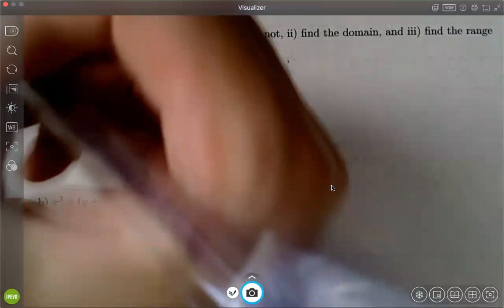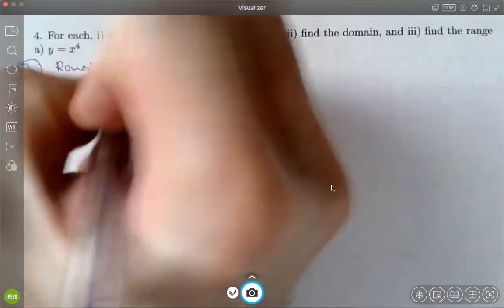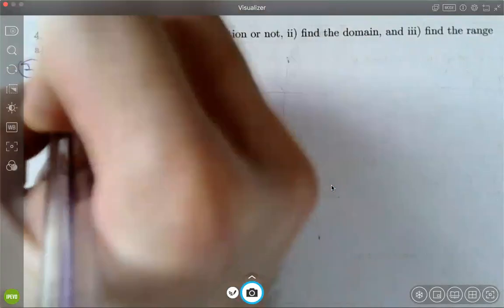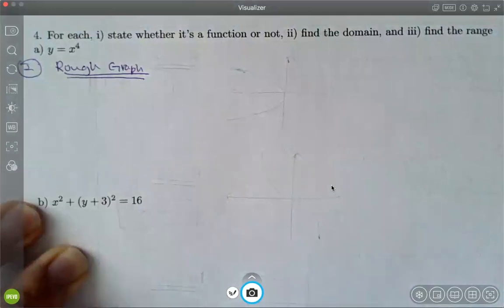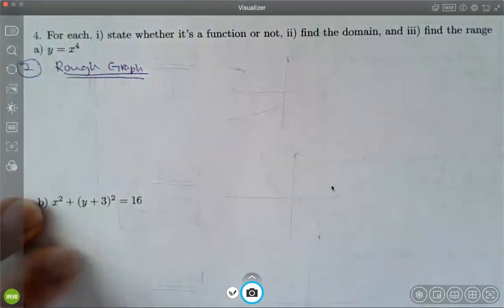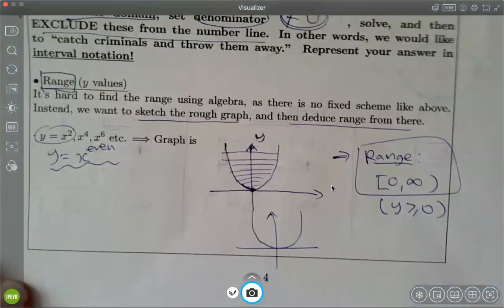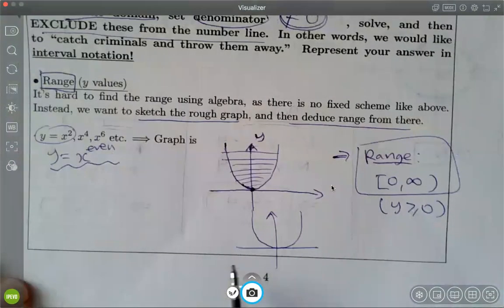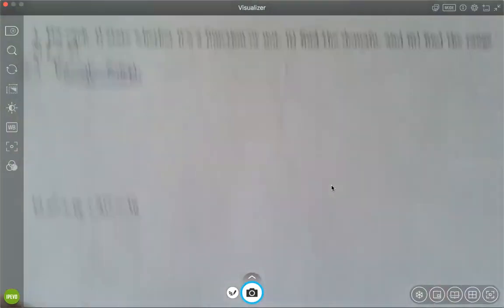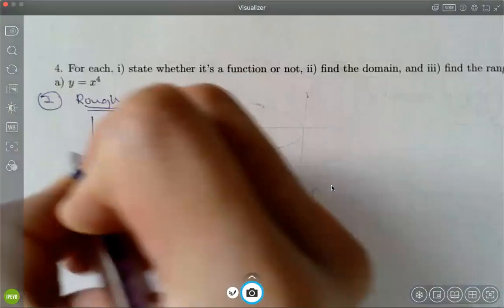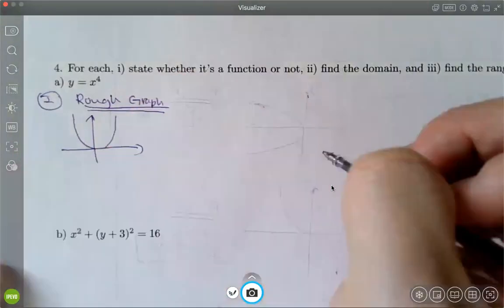So here, how does the rough graph look like? So it's y equals x to the even power, right? So what does that mean? We have this graph, right? Okay, so the graph looks like this. So it passes the vertical line test.